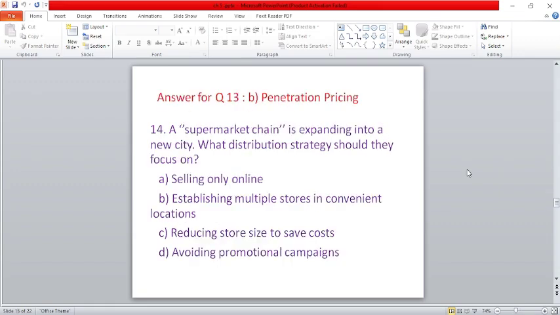Question number 14. A supermarket chain is expanding into a new city. What distribution strategy should they focus on? A. Selling only online. B. Establishing multiple stores in convenient locations. C. Reducing store size to save costs. D. Avoiding promotional campaigns. The answer for question number 14 is B. Establishing multiple stores in convenient locations.